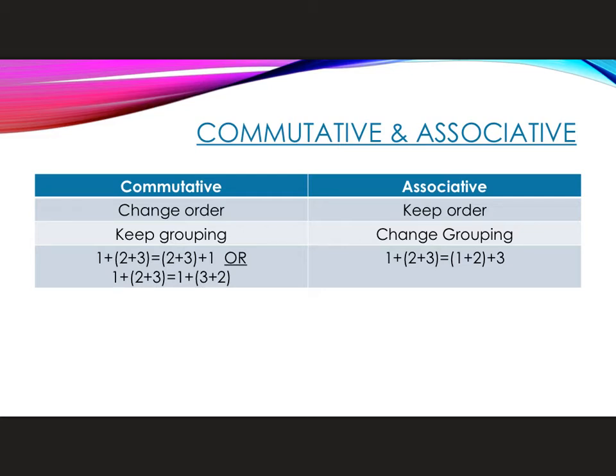So notice that if I have 1 plus parentheses 2 plus 3, I can change the order, but I'm going to keep that 2 plus 3 grouped. So I can bring that to the front, and then the 1 will be at the end. Okay, so there's our commutative property.